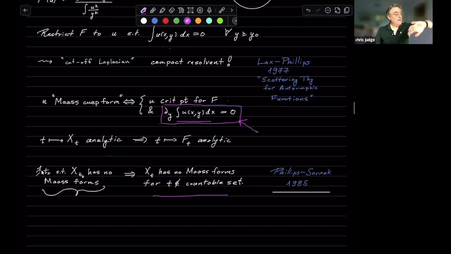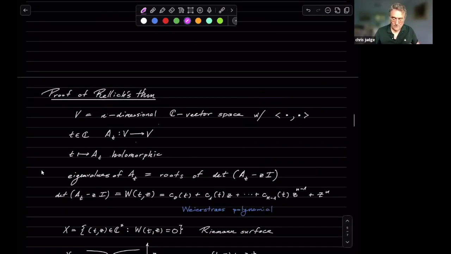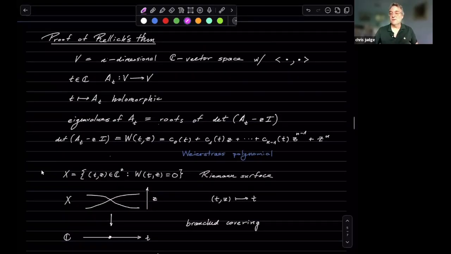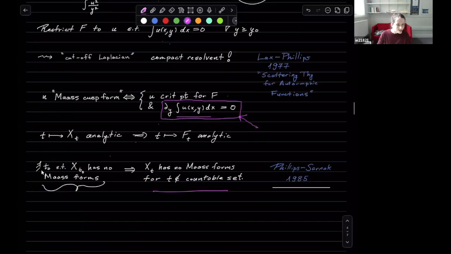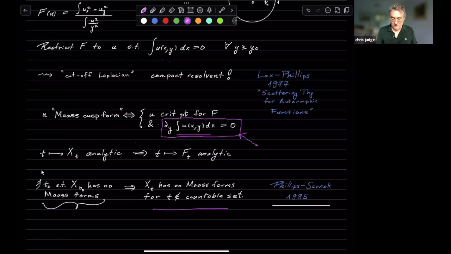Okay, so now I want to try to give the proof of Rellich's theorem. So that was the application part. Alexander is asking in the chat what the conjecture is. Oh, the conjecture is that there are no Maass cusp forms for the generic gamma.